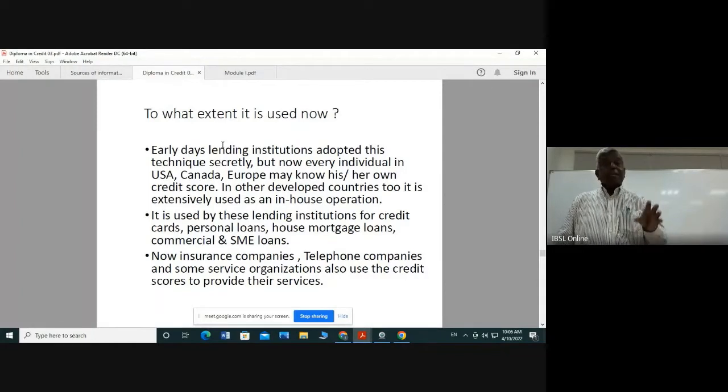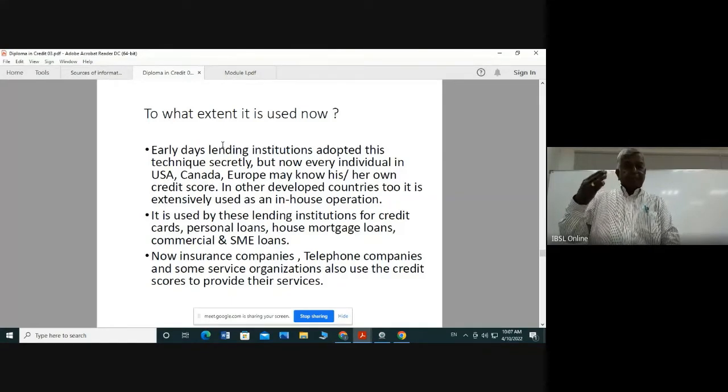Now, insurance companies, telephone companies, and some service organizations also use the credit score to provide their services. This is happening in other countries because the insurance company wants the insurance premium to be paid regularly, whether the customer to whom they offer the insurance facility will pay the premium regularly. Similarly, the electricity company providing electricity services wants to know whether the customer pays the electricity bill regularly. Other utility companies want to ensure whether the customer will pay their utility payments regularly.